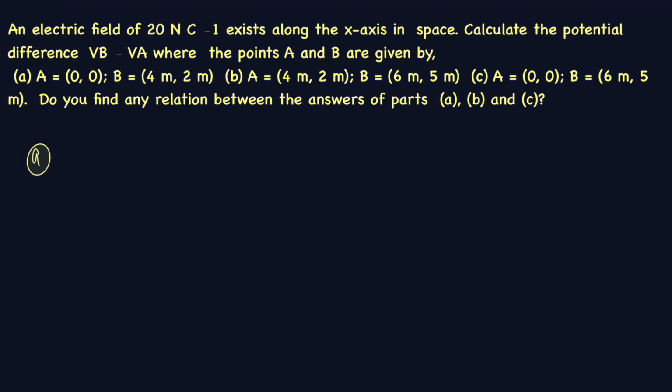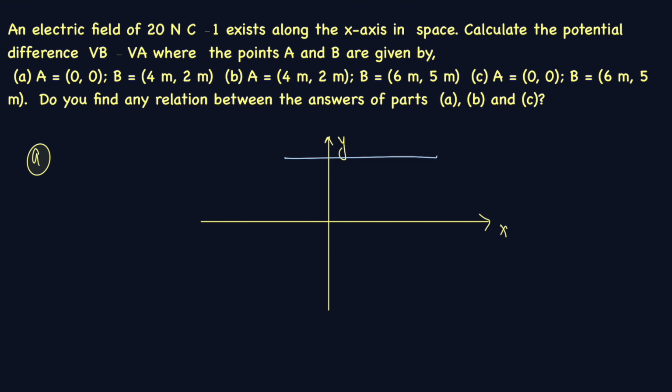So here we know that electric field is acting along the x-axis. So here is our y-axis and this is the x-axis. An electric field is acting along the x-axis. Its magnitude is 20 Newton per Coulomb. So in this case, we have two coordinates. A is at the origin 0, 0 and B is 4, 2 meter.